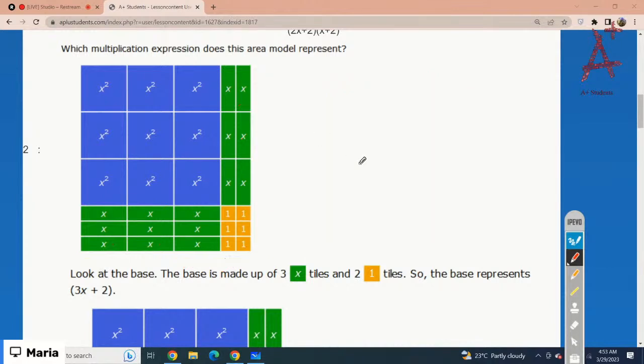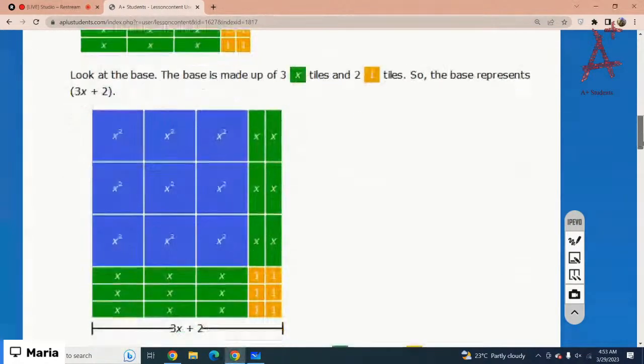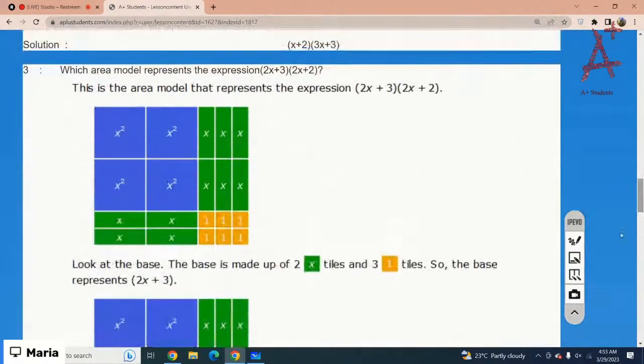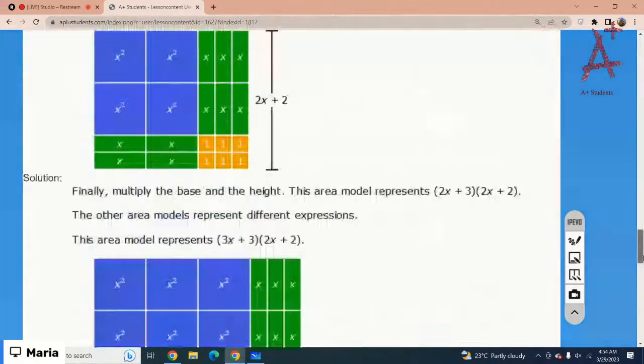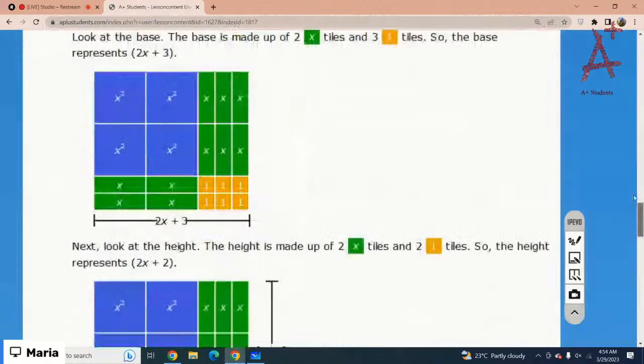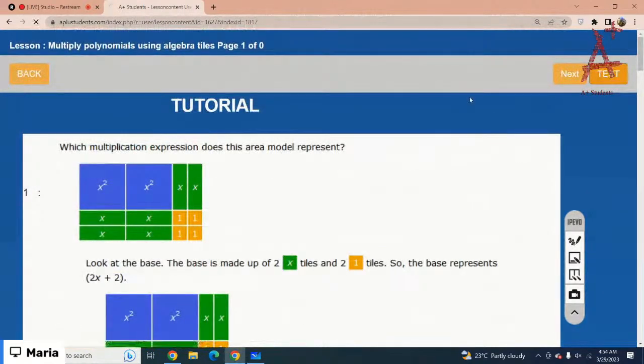Okay, let's look at the other example. Which area model does the expression 2x plus 3 and 2x plus 2 represent? You are given the area models, and you need to select which is the correct option. Here you have 2x plus 3 and here you have 2x plus 2. Okay, let's start with the test questions.